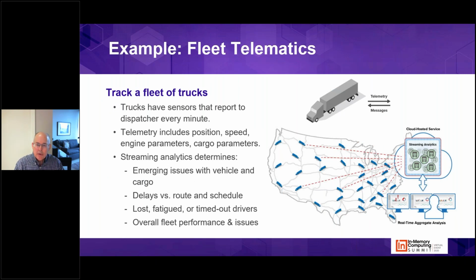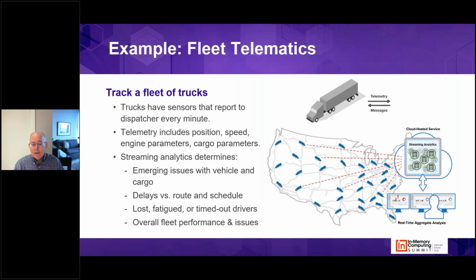You probably know that most trucks, 18-wheelers on highways, have what are called sensor hubs that are collecting telemetry from throughout the vehicle and then transmitting it wirelessly to a cloud service for analysis. These sensors have information that includes their position, the lateral acceleration, the speed, engine parameters, and cargo parameters.